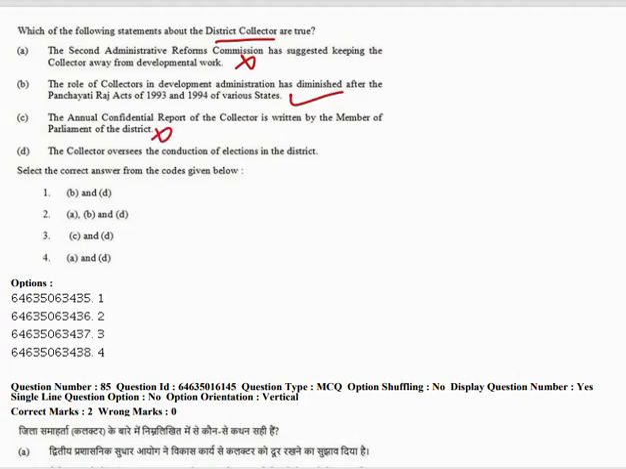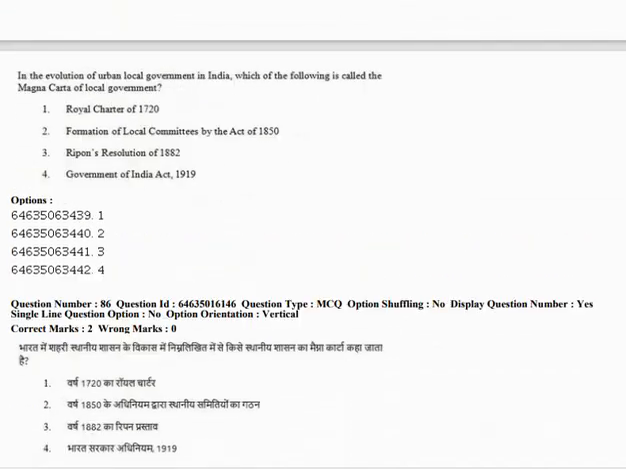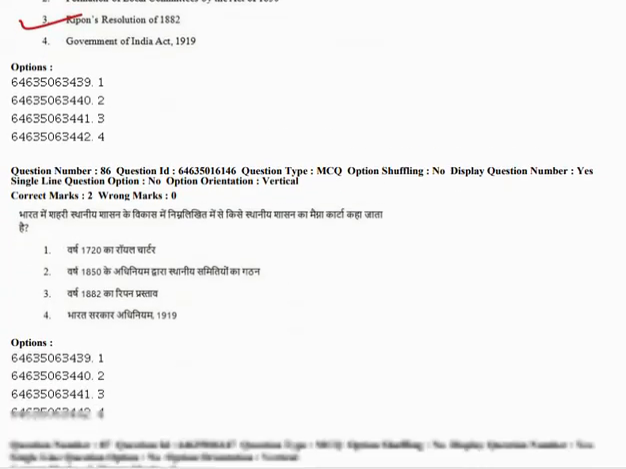The collector oversees the conduct of election in the district. Correct. Option number 1 is the correct answer. 86. In the evolution of urban local government, which of the following is called the Magna Carta? It is Ripon's resolution of 1882.